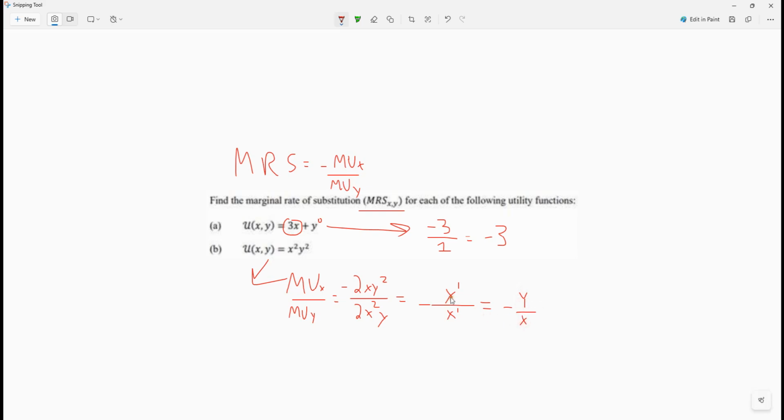And so that's how to calculate marginal rate of substitution. It's the ratio of these two marginal utility functions.